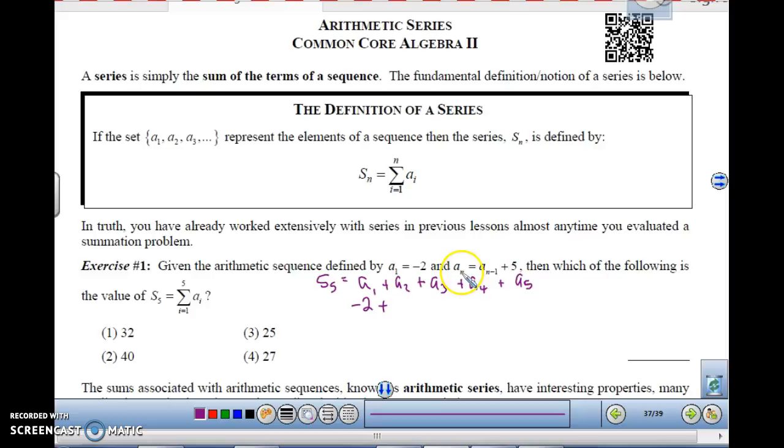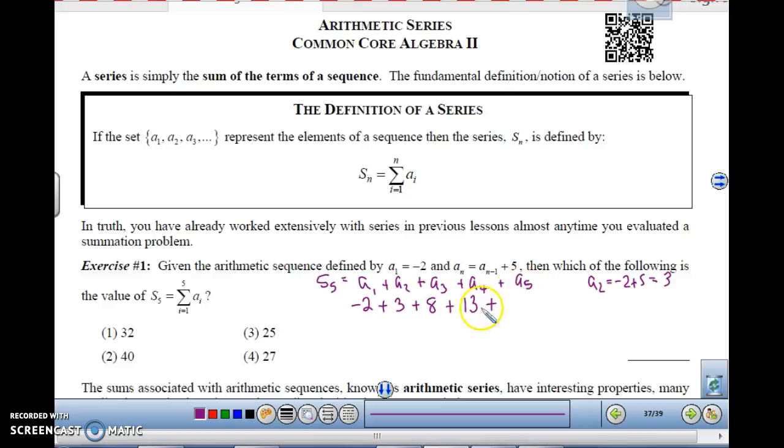So if I want to do the second term, I need to know the first term and add 5. So this is recursive, so we need to use the previous term. So a of 2 will equal -2 plus 5, which is equal to 3. So this term will be 3. So what should a of 3 be? Well, the previous term is 3, add 5 is going to be 8. For the fourth term, take the previous term 8, add 5 is 13.